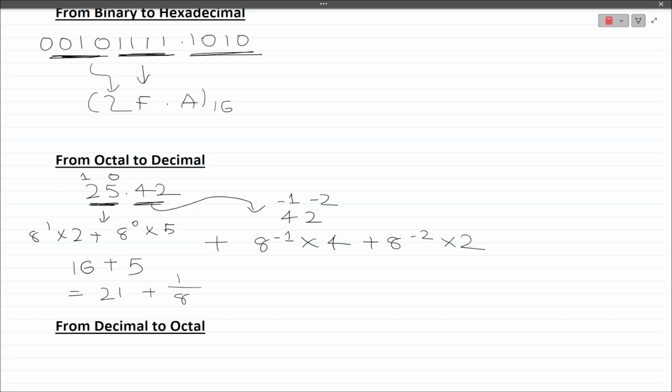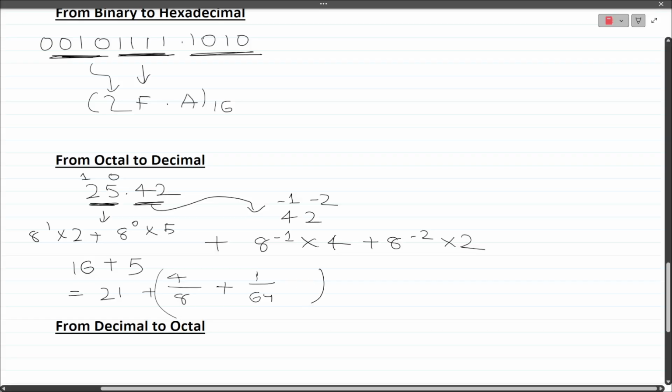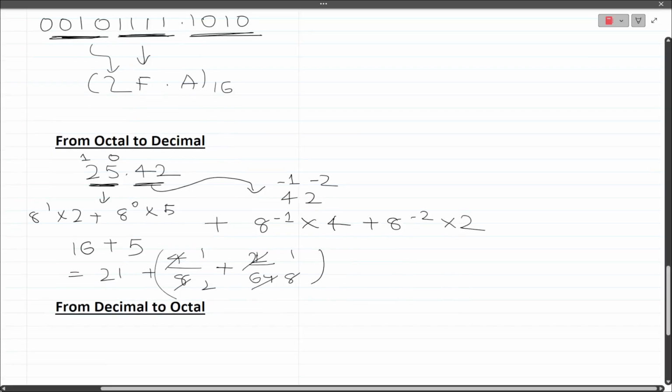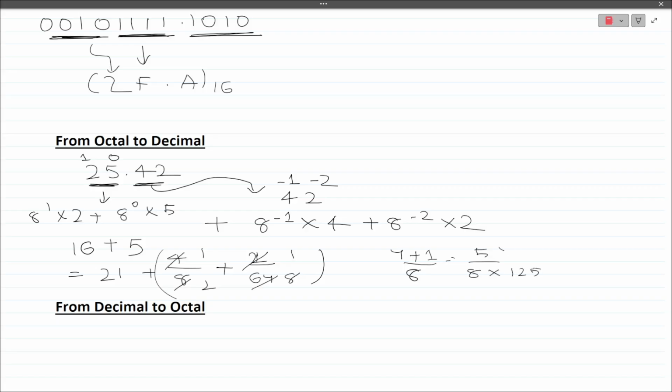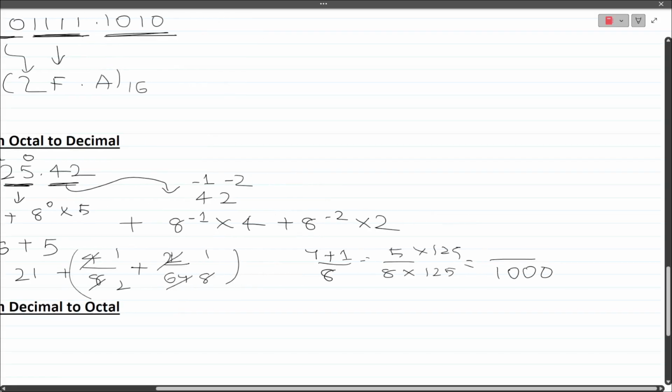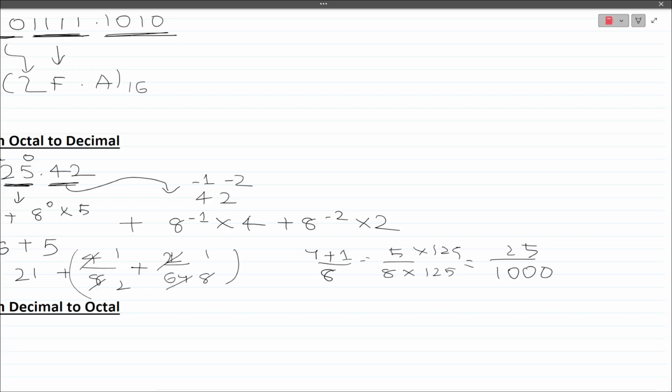But this would be 1 by 8, 1 by 8 into 4. Then plus 1 by 64 into 2. If we solve this, we get 5 by 8. If I take 125, it will be 1000 at the bottom, so it will be 0.625.